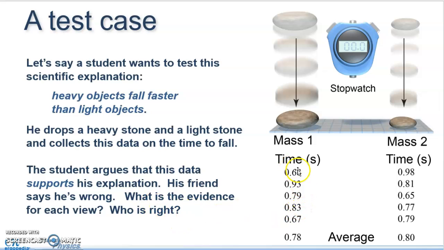Well, let's take a look at the data here. The times seem to vary pretty wildly between 0.67 and 0.93, and then these times vary between 0.65 and 0.98. So the uncertainty here seems to be in the tenths place, because they don't get a repeatable result in the hundredths place at all. There's variation, 0.6 to 0.9, same thing here. So it doesn't seem that the times being taken here are precise out to the hundredths place.